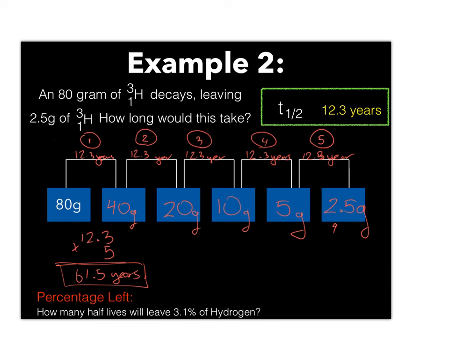If you take a look at our percentages, it's asking how many half-lives will leave us with 3.1% of hydrogen. We know when we start, we have 100%. This is 50%. This is 25%, 12.5%, 6.25%, and then lastly 3.1%. So how many half-lives went by? A total of 5.